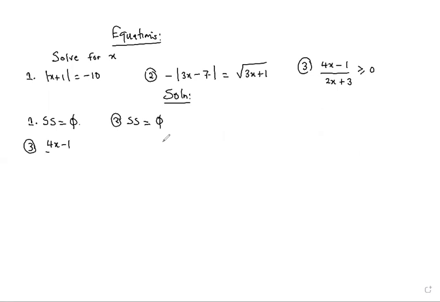4x minus 1 over 2x plus 3 is greater or equal to 0. This implies that you get 4x minus 1 and equate it to 0, so x is equal to 1 over 4. And for the denominator, 2x plus 3 is equal to 0, and so x is -3 over 2. Then you go to a table: -3 over 2 is here, 1 over 4 is here.